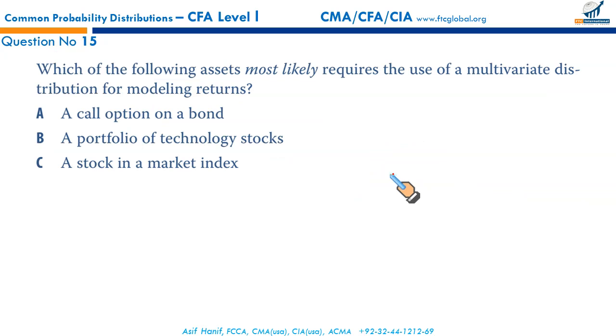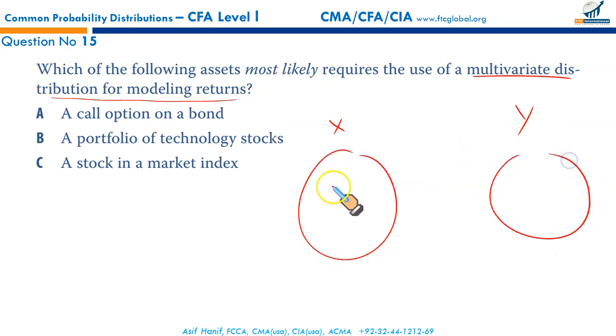Next. Which of the following assets most likely require the use of multivariate distribution for modeling returns? Multivariate distributions normally are used for a group of related random variables. Let's say I have two stocks, stock X and stock Y, and these are the returns of stock X and returns of stock Y, and they are correlated with the coefficient of correlation R, right? And this stock X has a mean and a standard deviation. This stock Y would have a mean and a standard deviation.